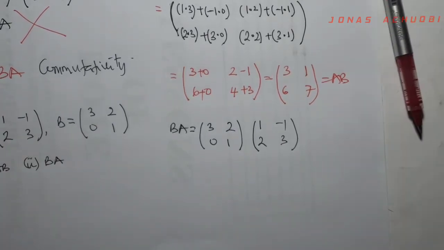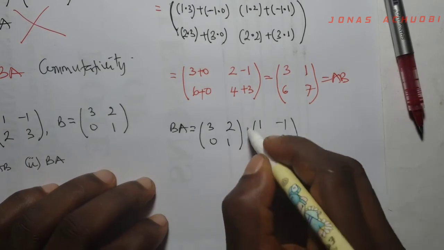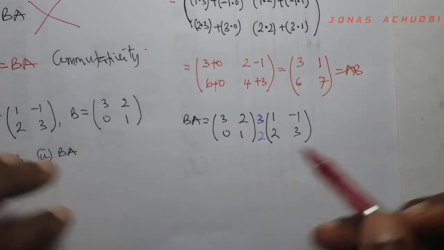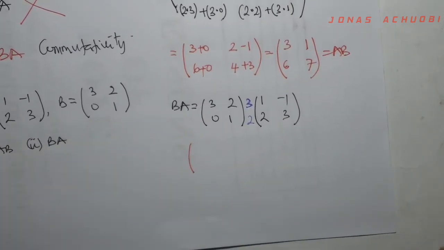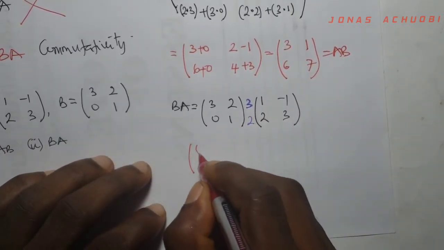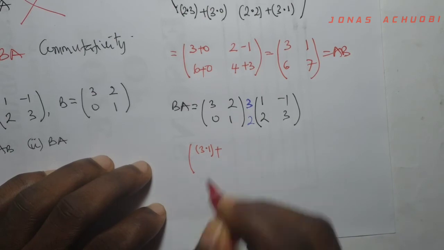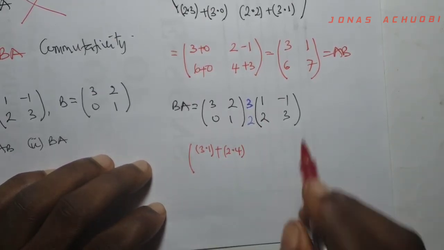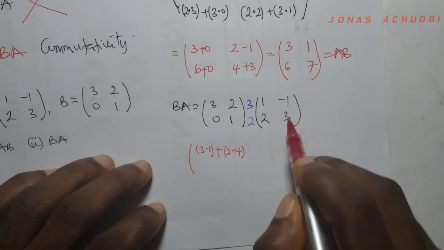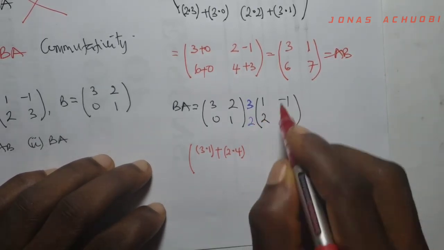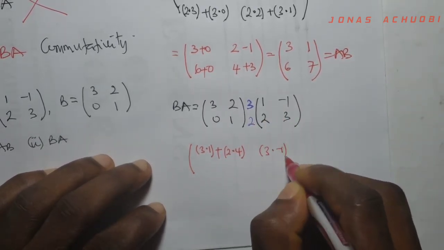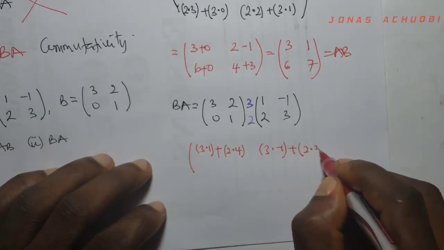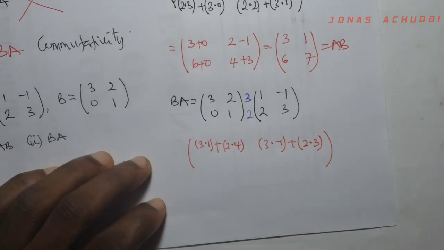So let's multiply. The first row of matrix B is 3, 2. So what do I get? I'll get 3 times 1, plus 2 times 4. And I'll move to the second column of matrix A now. So 3 times -1, plus 2 times 3. I'm done with that column.